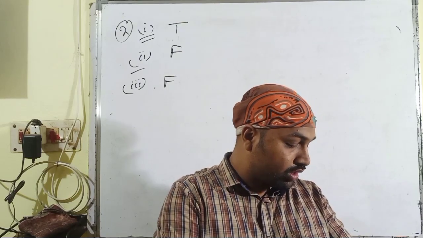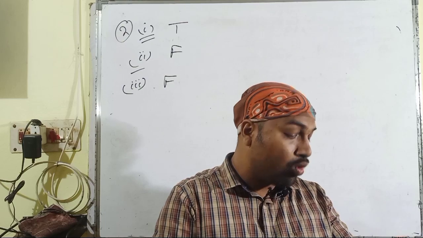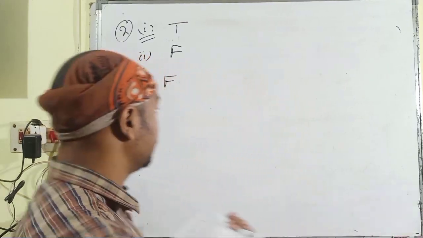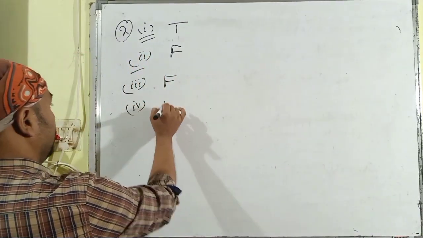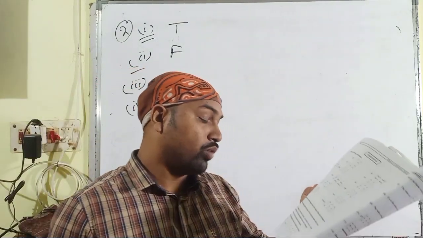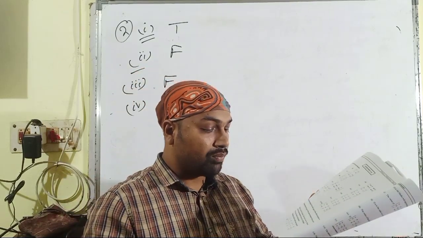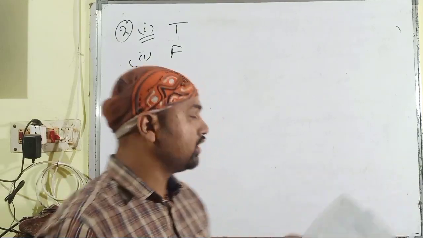Then moving to the next one. A row and a column of a determinant can have two or more common elements. This is false. It cannot be applied here. Then the fifth one. The minor and the cofactor of the element A32 of a determinant of third order are equal. Again, this is false.